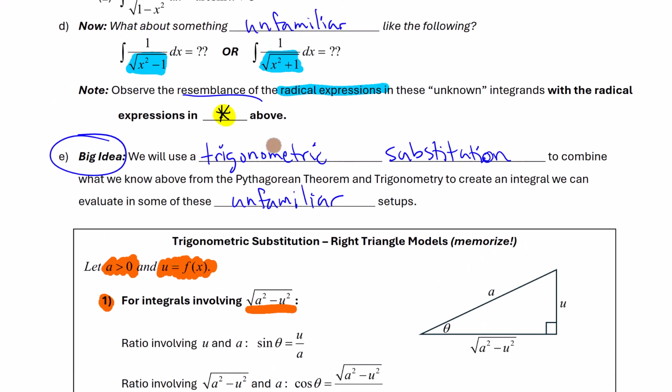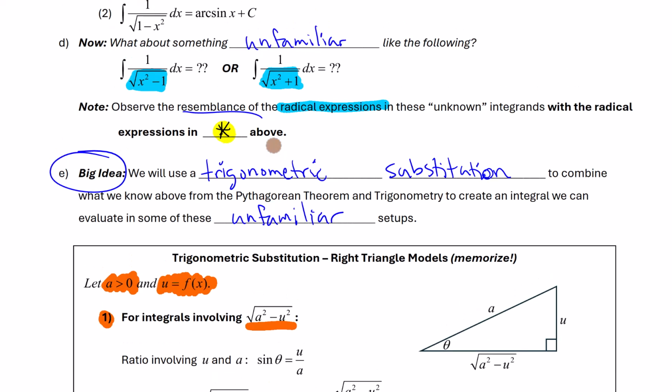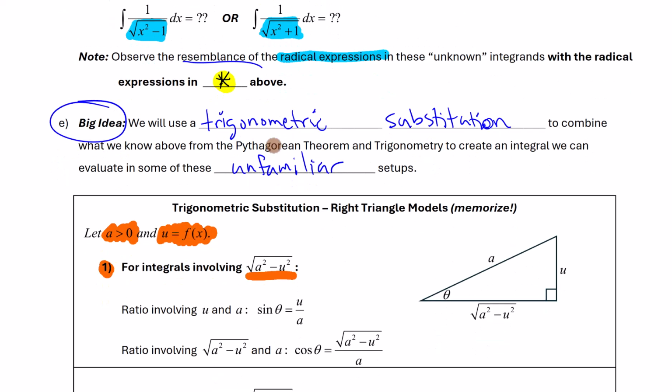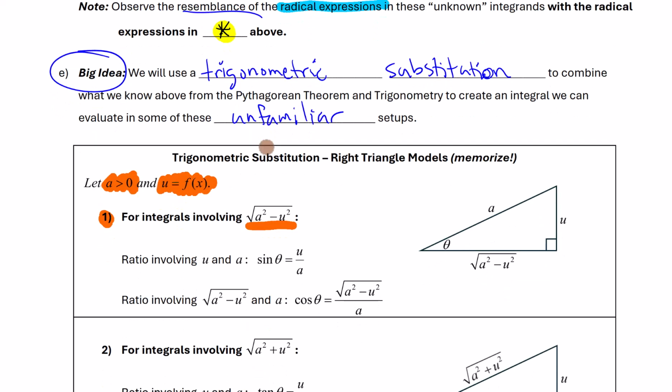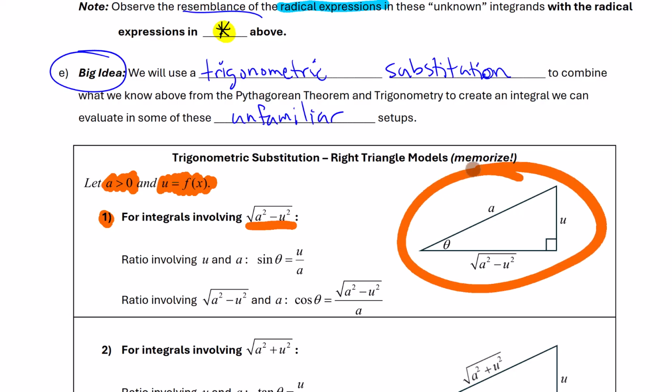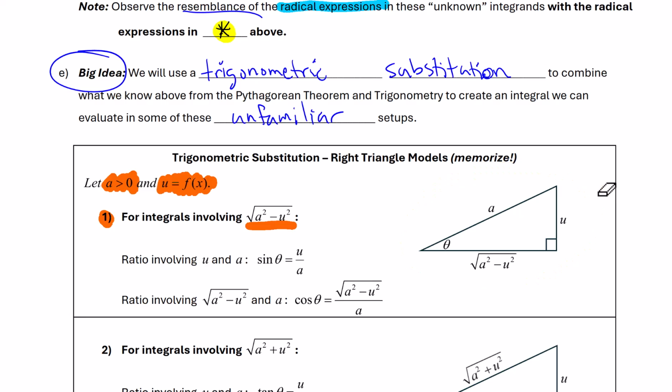If you look up at some of these unfamiliar integrals, or even above at the Pythagorean triangle relabeling I did, you'll see some similar looking things. And so our first model is when you have integrals involving this square root of a squared minus u squared. Now, I'm going to draw a diagram illustrating this, and this will be a right triangle oriented just like the one we drew above in our Pythagorean theorem work. And I'm going to label the sides accordingly.